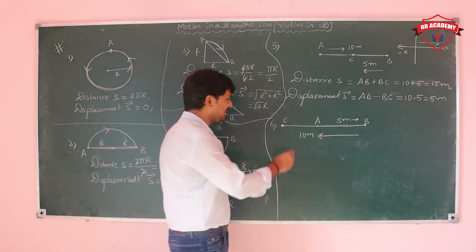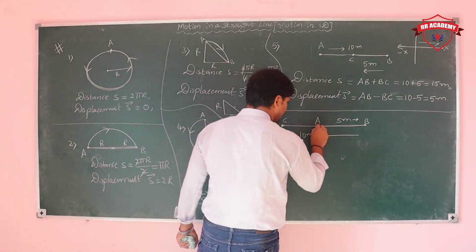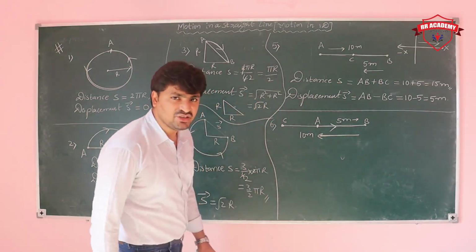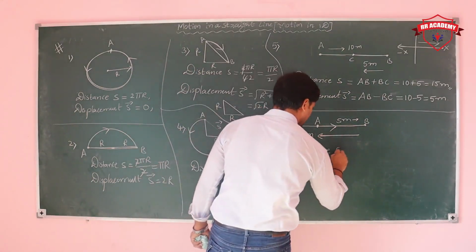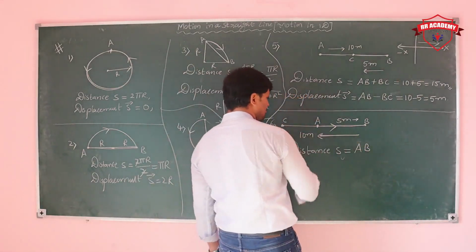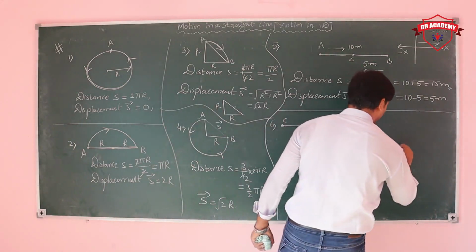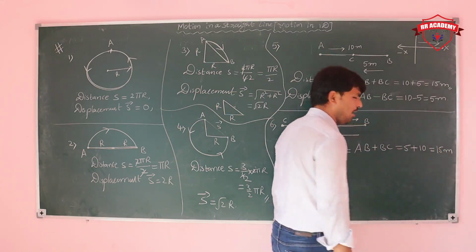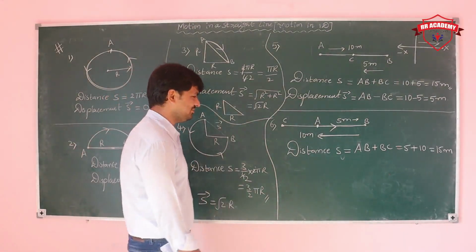Let's move on. We have one more problem here. We'll solve one more problem. What is that? Let's see. Now here the initial point is A. The particle is traveling from A to B and then B to C. See here, distance is equal to the actual length of the path, AB plus BC. AB, how much? 5 meters. BC, how much? 10 meters. Whatever it is, forward or backward, upward or downward, it's independent, because distance is a scalar quantity.